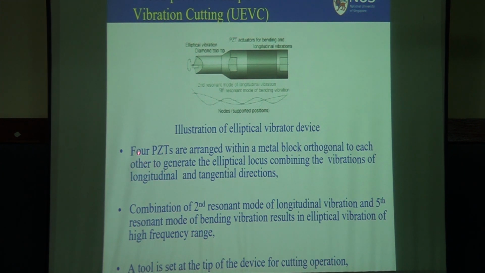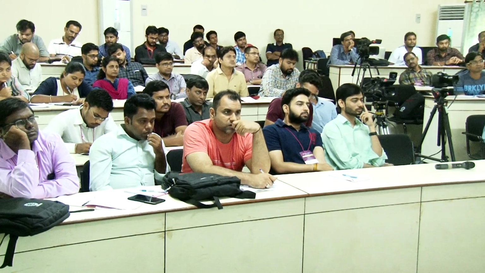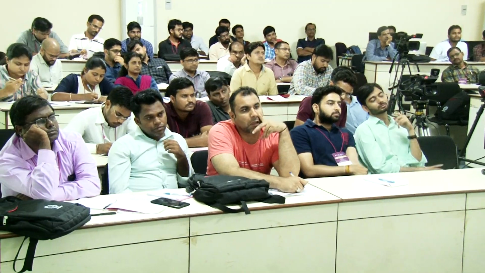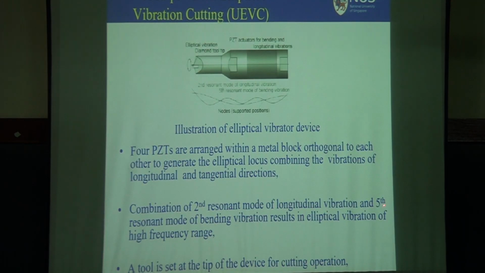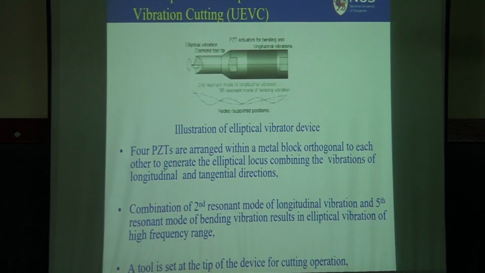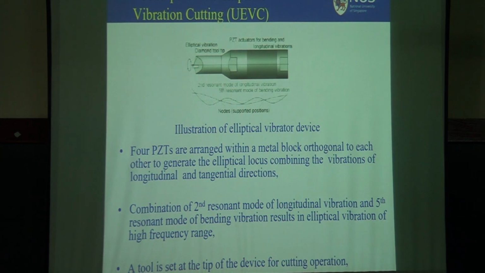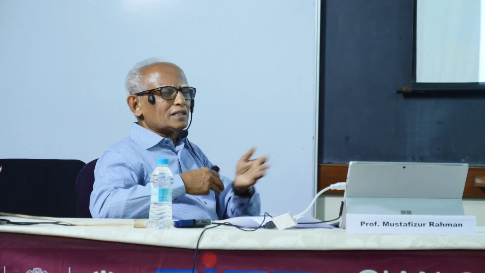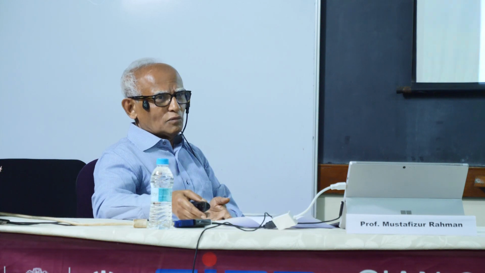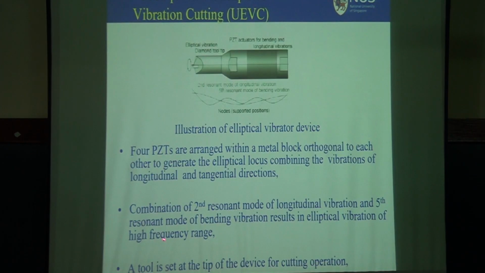Same PZT piezo actuator, but here is a combination of two resonant modes. One is the second resonant mode, which is the longitudinal mode, and the fifth resonant mode in the bending mode. Combining these two, you rotate the tool in an elliptical path. The amplitudes A and B in the two axes can be varied in a very controlled way, and you can determine your maximum metal removal rate. I will not drag you into this.